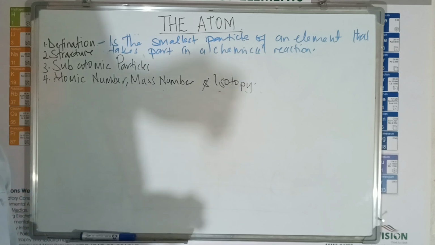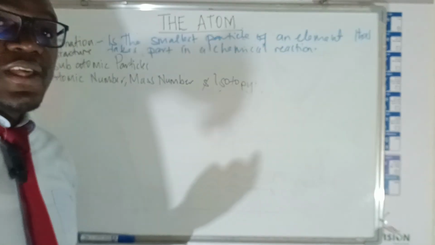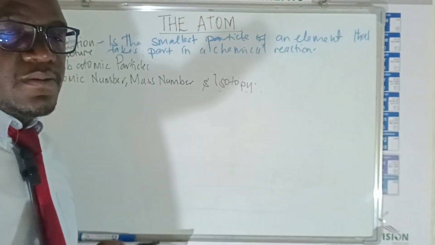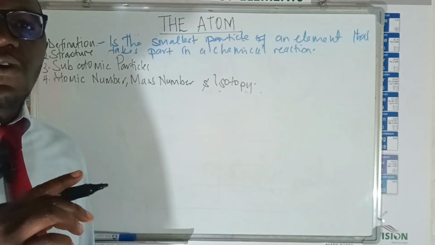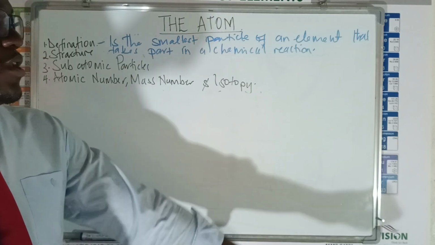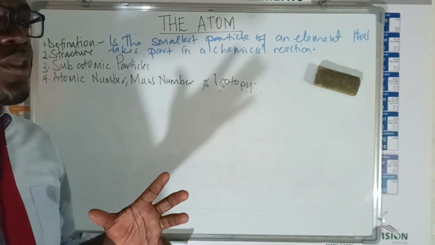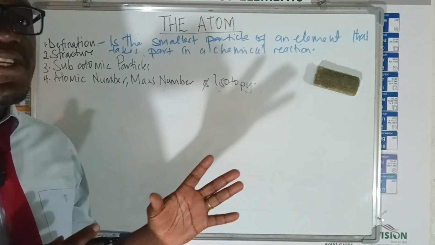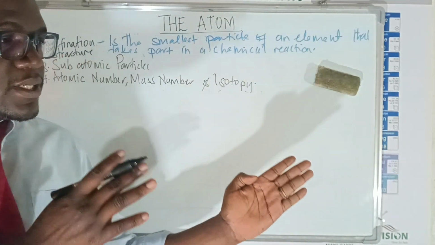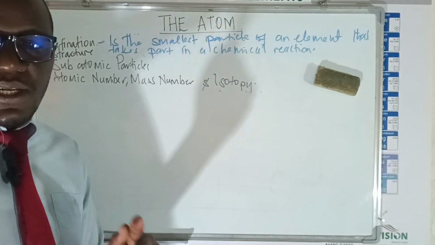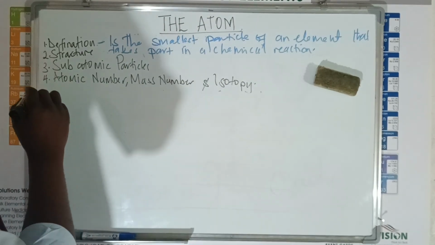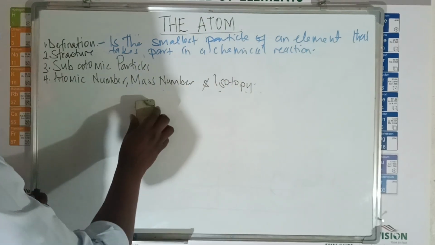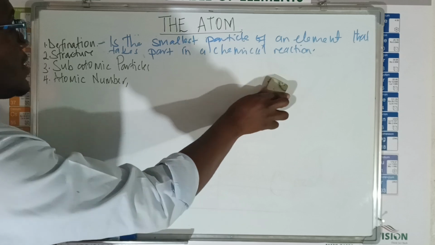Atomic number is like the identity number of that particular atom or element. So if you find that the atomic number is maybe 16, you are able to relate that number to only a certain element. So let us define atomic number. Let us start with atomic number before we move to mass number and isotopy.